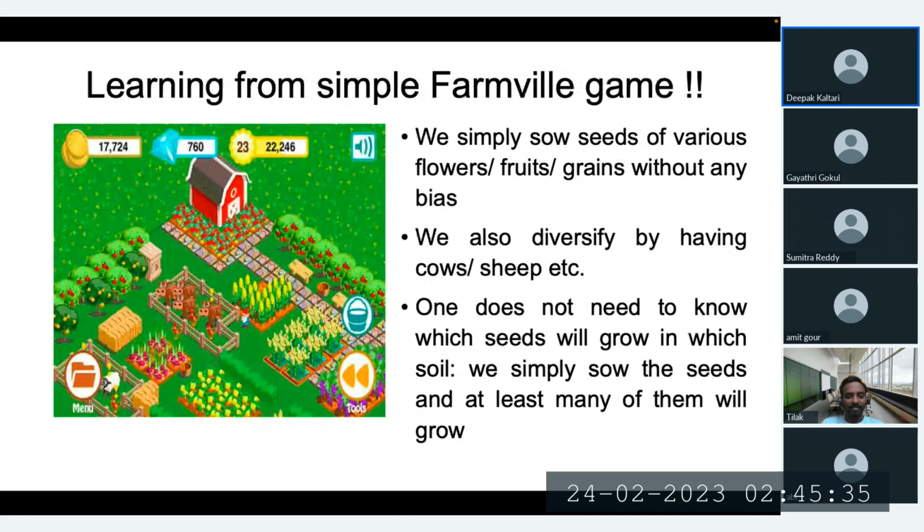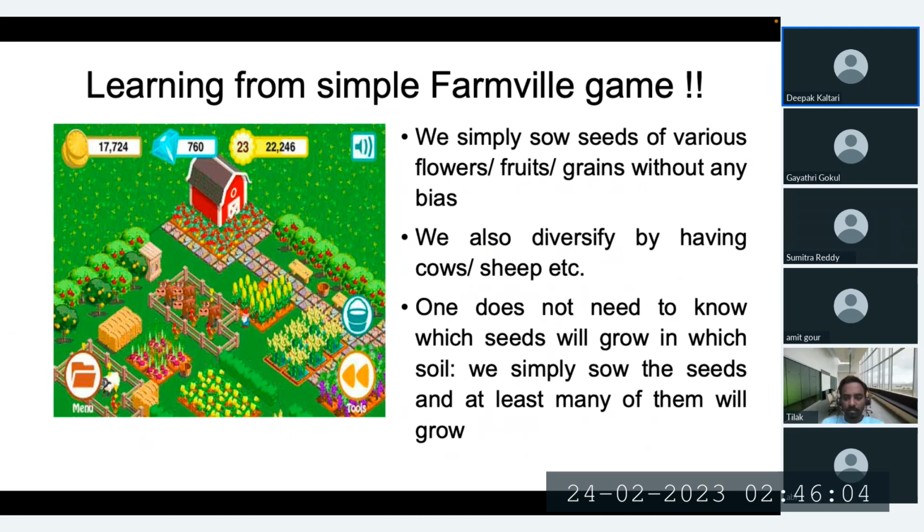So here is a simple farm village game which all of us would have played. Now we can see here multiple fruits and flowers have been planted in this small garden which we have in the farm village game. Some flowers are there, some fruits are there. So what we do, we basically plow multiple seeds of various flowers and fruits without any bias. When we start the game, whatever we get with the money, we just take the seeds and we plant them, and it just shows the time clicking.